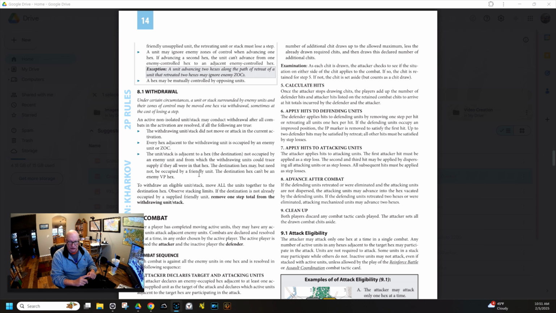If the defending units retreated 2 hexes or were eliminated, attacking mechanized units may advance up to 2 hexes. Cleanup. Both players discard any combat tactics card play, and the attacker sets all the drawn combat chits aside, so they don't go back into the pile, they get put off to the side.